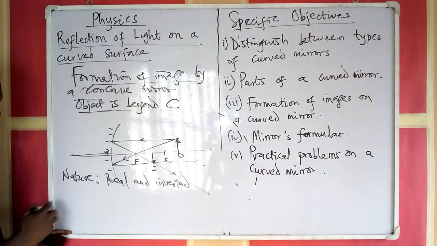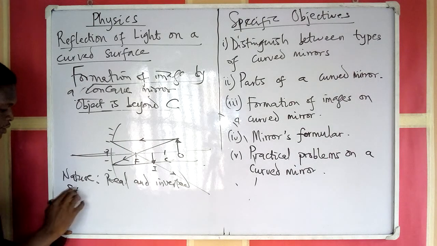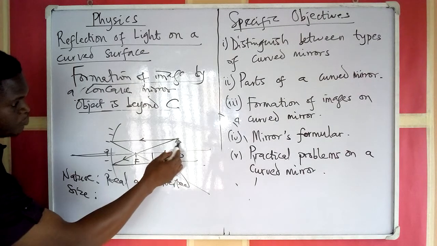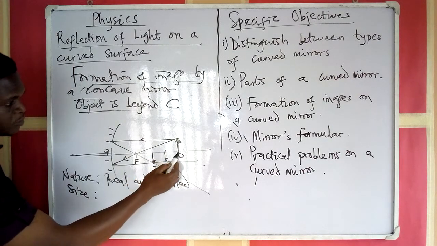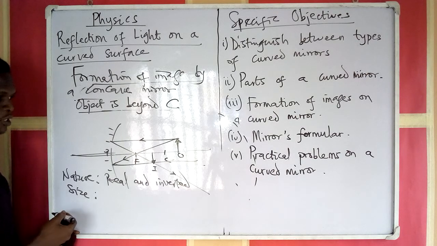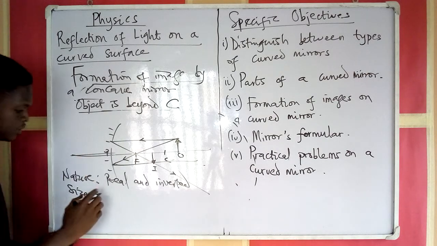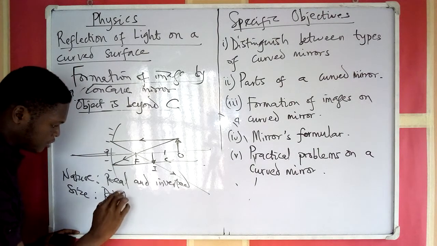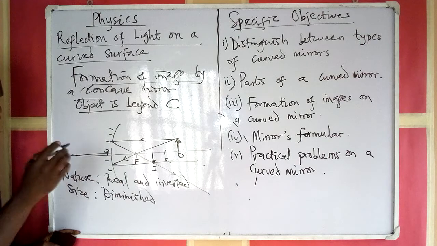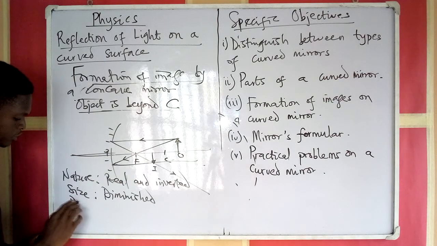Then secondly, we talk about the size. What's the size? If you look at this very well and measure it, you see that this object is bigger than the image. So what do we say the image is, comparing to the object? We say that it is diminished, meaning that it's smaller than the object. Then finally, what's the position?